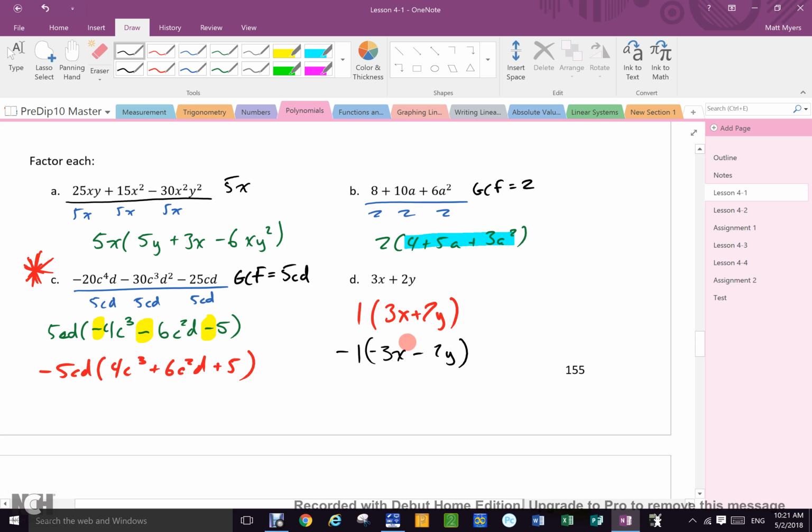And this might be something that we want later on when we're factoring. Everybody understand? Or you might see this and want this later on when you're factoring. So be aware, you can always remove a 1 or a negative 1 to change the appearance, because 1 and negative 1 are factors of every single number.